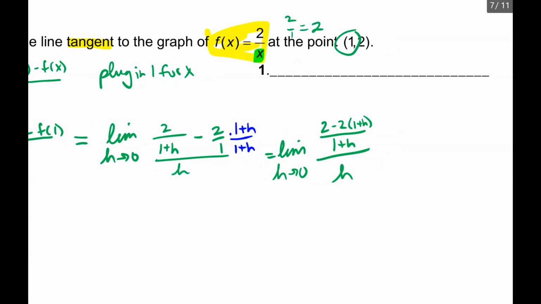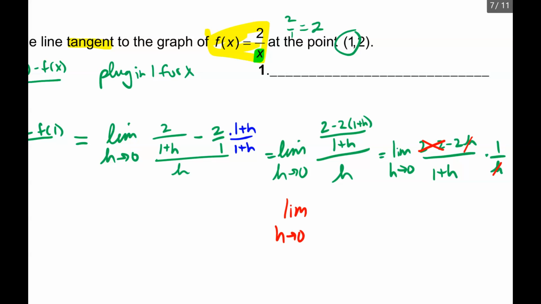So let's distribute this out. I have the limit as h goes to 0 of 2 minus 2 minus 2h over 1 plus h. Instead of dividing by h, I'm going to multiply by the reciprocal, which is 1 over h. 2 minus 2 is 0, so I'll be left with negative 2h over 1 plus h, and I cross out these h's. The limit as h goes to 0 of negative 2 over 1 plus h. As I plug in 0, it's just negative 2 over 1, which is negative 2.